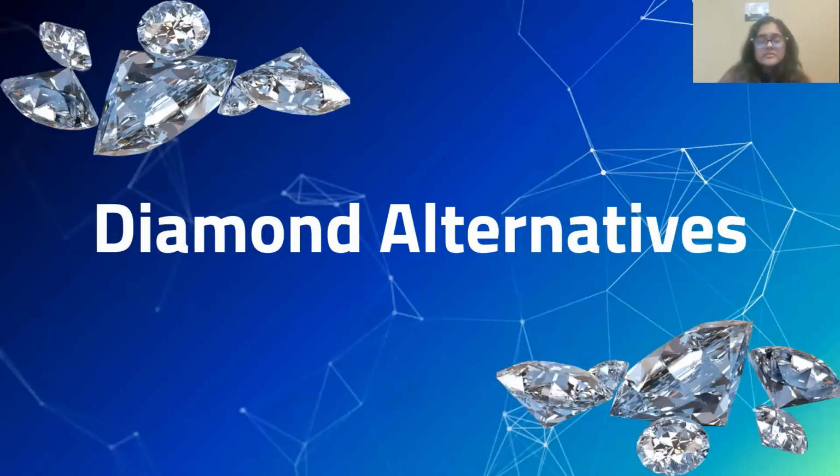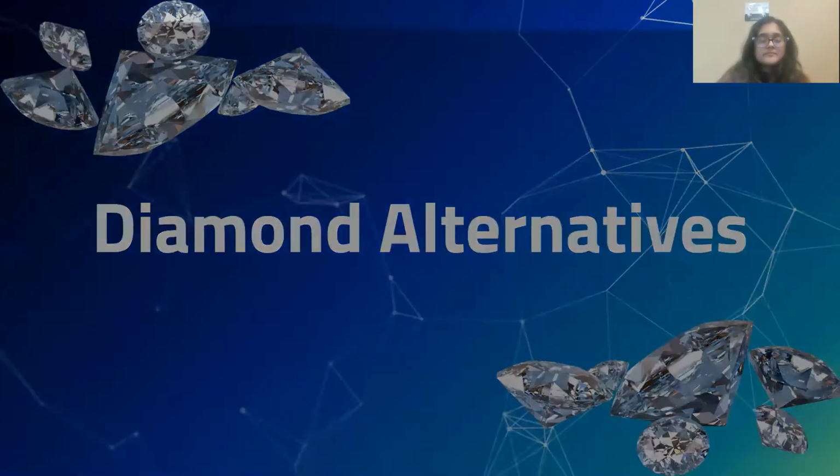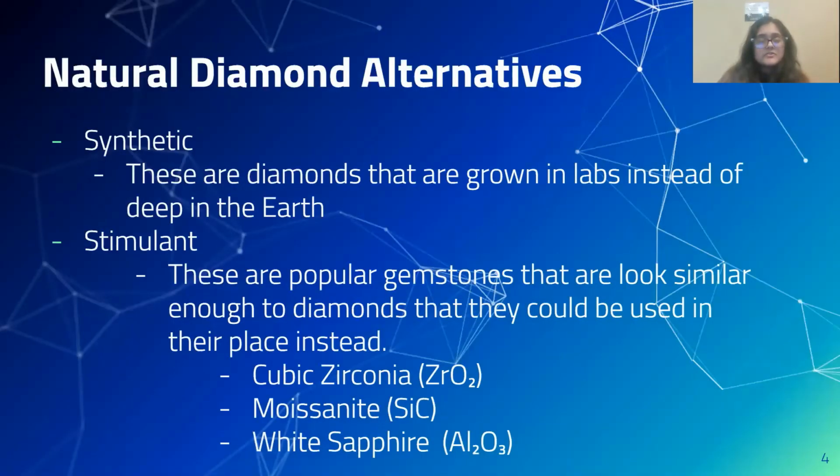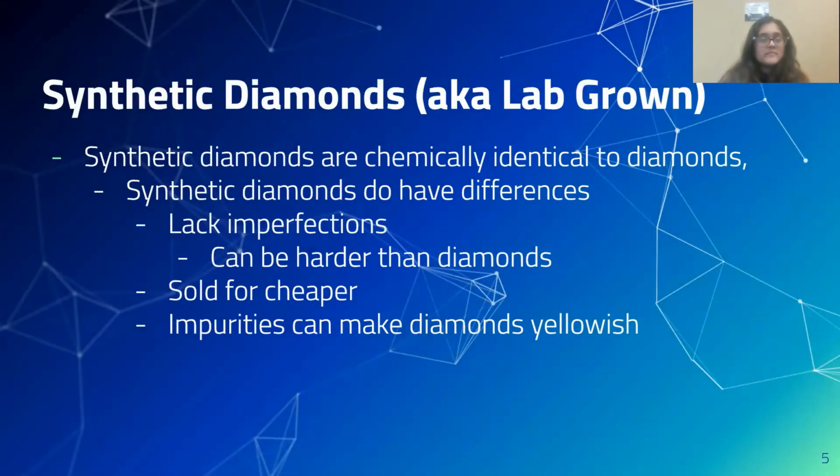Now that the parameters of how gemstones are judged for value have been covered, it's worth seeing how natural diamonds compare to alternatives in the context of their use as gemstones. Alternatives to natural diamonds can be divided into synthetic diamonds and diamond simulants. Synthetic diamonds are diamonds, but they're just lab grown, whereas simulant diamonds are gemstones that aren't diamonds, but they do look similar enough to diamonds that they could replace them. And these are the examples of simulant diamonds that we will be talking about later.